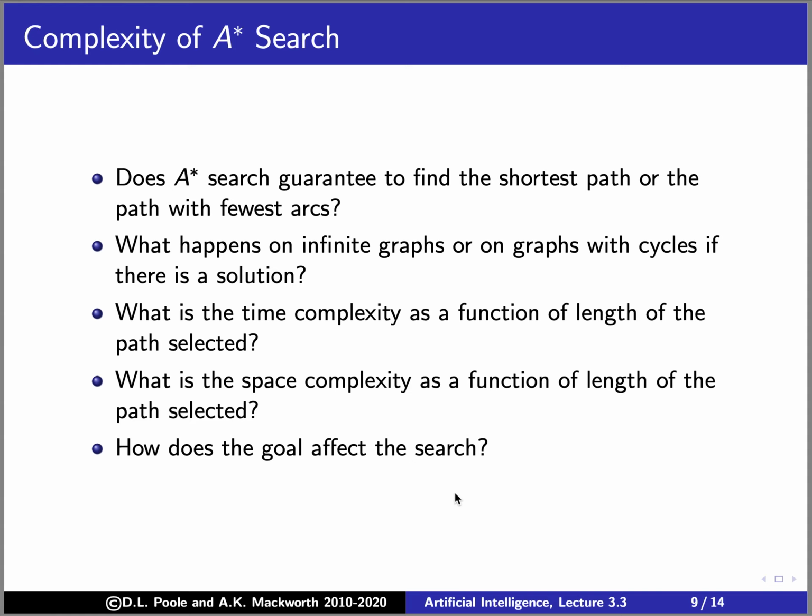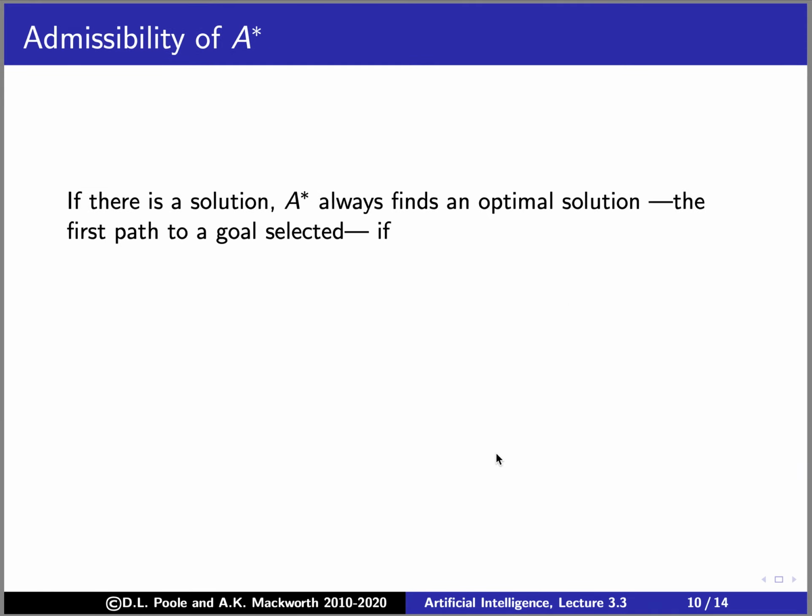We looked at the other ones last time, when we looked at breadth first, depth first, and best first. The goal didn't affect the search at all, but here the goal is affecting the search because we're trying to use that as part of our estimate. All right. So here's an argument that says if there is a solution, A star always finds an optimal solution and it's the first path to a goal selected.